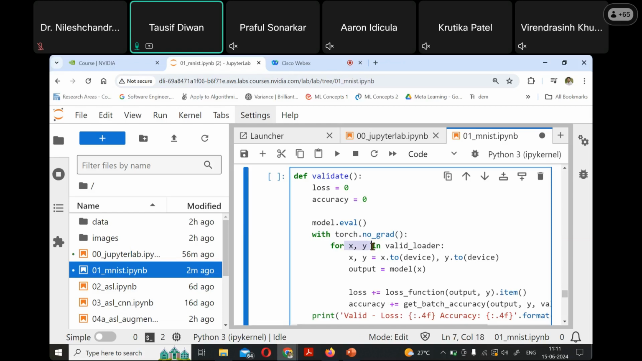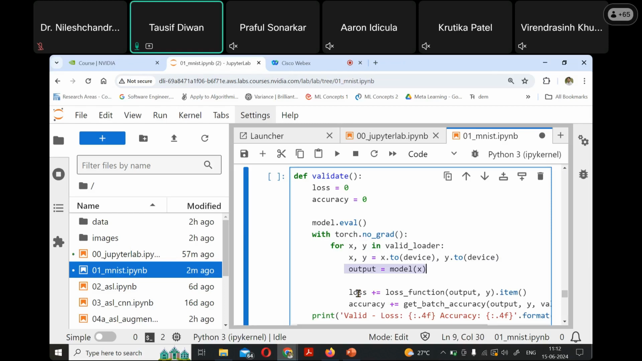For x, y, where should they be coming from? x, y is coming from the validation loader in the batch size of 32. They should be moved to the GPU. This is the very first step. Calculate the output. This is the only thing that we need to do. No need to calculate the gradient. No need to update the parameters because it's a validation. Here we are not updating the parameters.